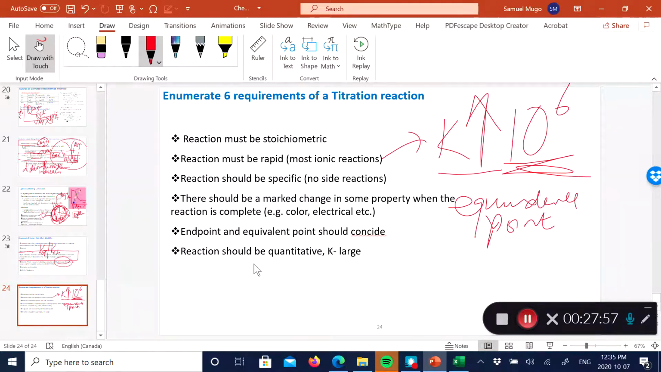And lastly, and I think I already talked about this, the reaction should be quantitative, it should be rapid and quantitative, meaning the K should be fairly large. So I'd like you to remember these very important factors when you're designing not just precipitation titration, but any type of titration reaction.